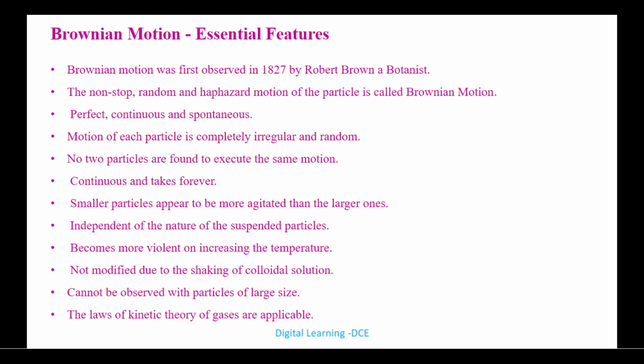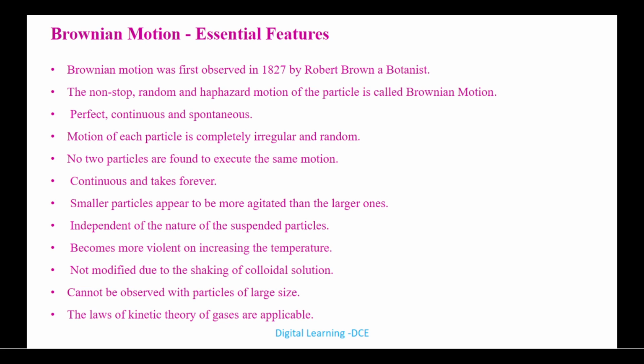First, we will discuss Brownian motion and its features. Brownian motion was first observed in 1827 by Robert Brown. He was a botanist. Brownian motion can be defined as the non-stop random and haphazard motion of a particle. It is called Brownian motion, and it is perfect, continuous and spontaneous.